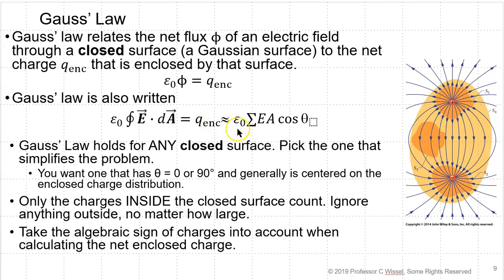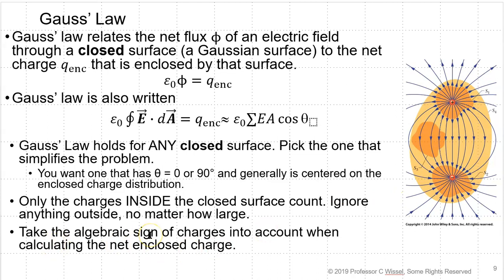Now, a lot of times we can make this approximation of epsilon naught times the sum of EA cosine theta. Gauss's law holds for any closed surface, so pick the one that simplifies the problem. You want one where theta is equal to 0 or 90 degrees and is generally centered on the enclosed charge distribution. Remember, only the charges inside the closed surface count. Ignore anything outside, no matter how large. So if you don't know the effect of a charge, if you can possibly exclude it from the Gaussian surface, you don't have to calculate it. That might be a good idea.